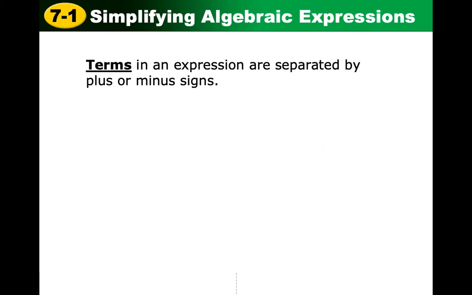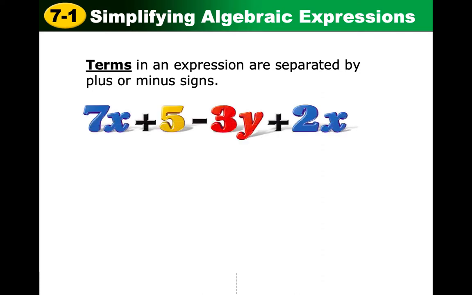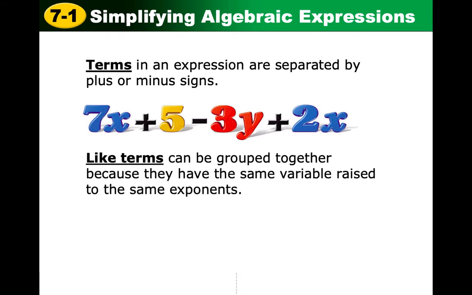So terms in an expression are separated by plus or minus signs. Here you can see that there are four terms: 7x, 5, 3y, and 2x. Like terms can be grouped together because they have the same variable raised to the same exponents. Can you see any like terms in this list?